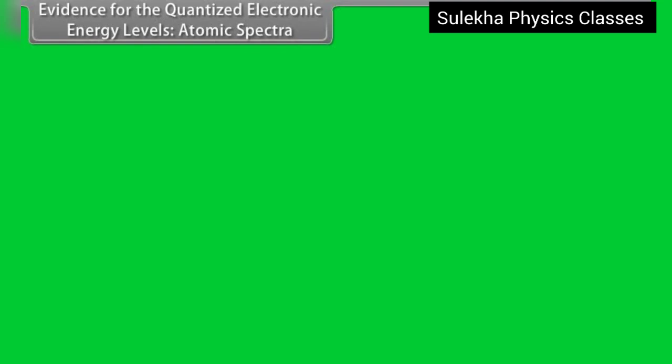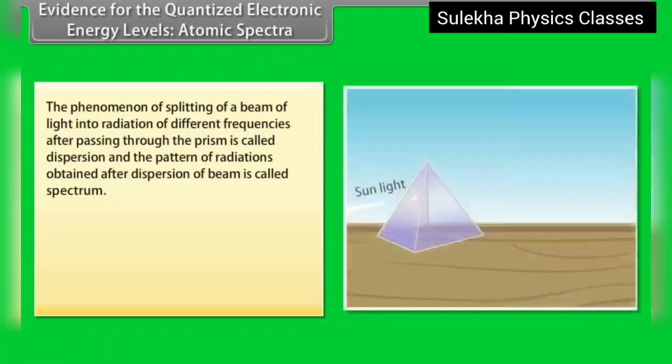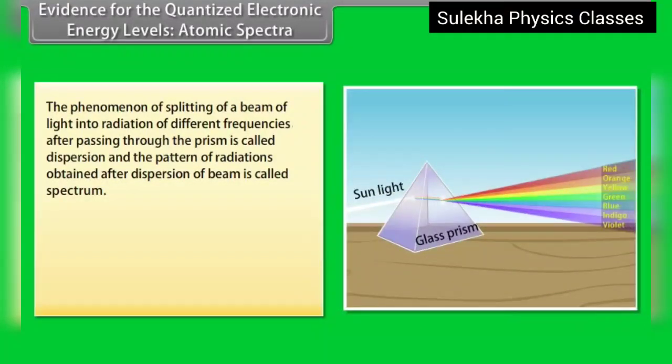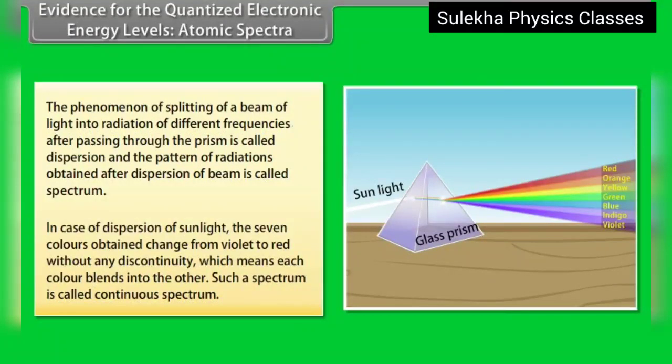Evidence for the quantized electronic energy levels. Atomic spectra. The phenomenon of splitting of a beam of light into radiation of different frequencies after passing through a prism is called dispersion, and the pattern of radiations obtained after dispersion of the beam is called a spectrum. In the case of dispersion of sunlight, the 7 colors obtained change from violet to red without any discontinuity, which means each color bends into the other. Such a spectrum is called a continuous spectrum.